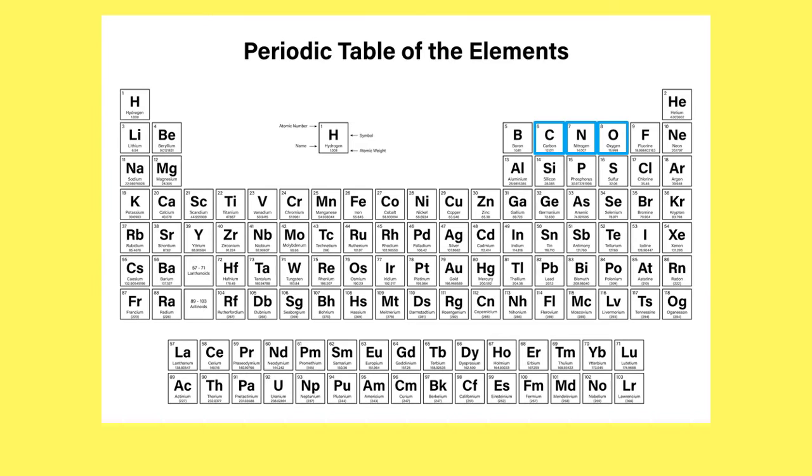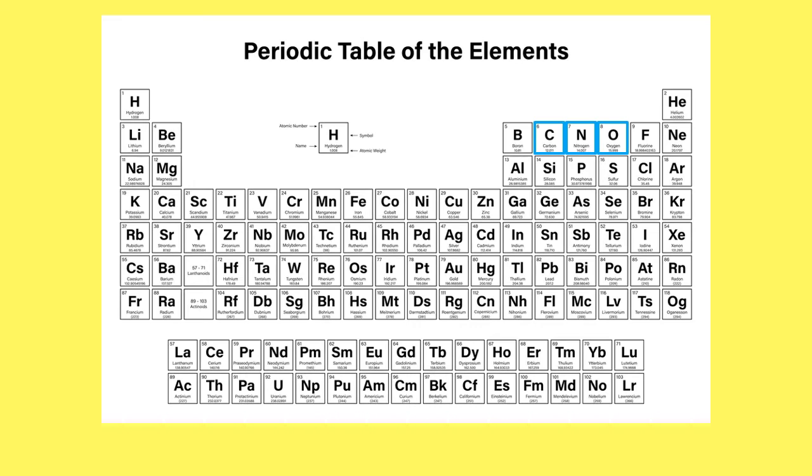Underneath the big symbol in each box is the name of the element. A lot of the symbols and the names relate to one another. For example, the three boxes I've got highlighted in blue there: the C stands for carbon, the N stands for nitrogen, and the O stands for oxygen. It's quite straightforward. The symbol is the first letter of the name.